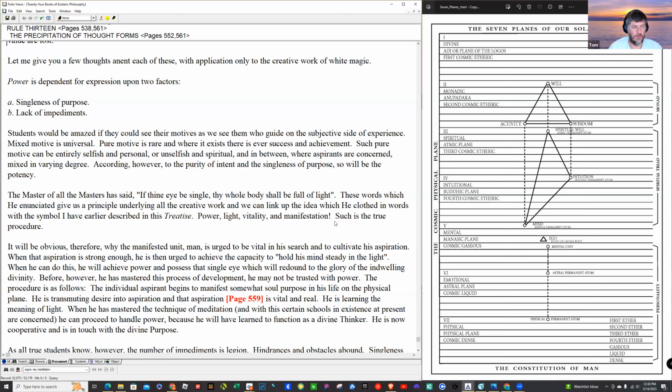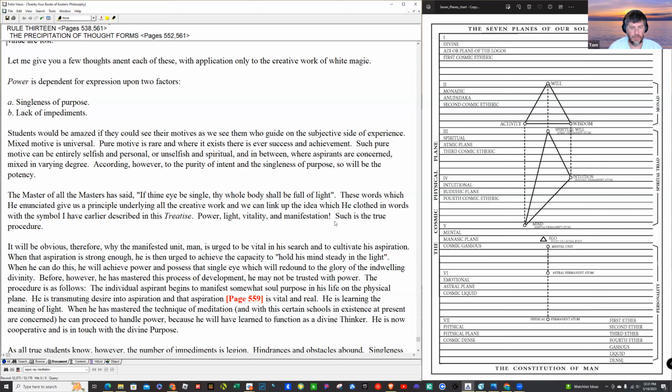Mixed motive is universal. Pure motive is rare, and where it exists, there is ever success and achievement. Such pure motive can be entirely selfish and personal, or unselfish and spiritual, and in between, where aspirants are concerned, mixed in varying degree. According, however, to the purity of intent and the singleness of purpose, so will be the potency. The master of all the masters has said, "If thine eye be single, thy whole body shall be full of light."